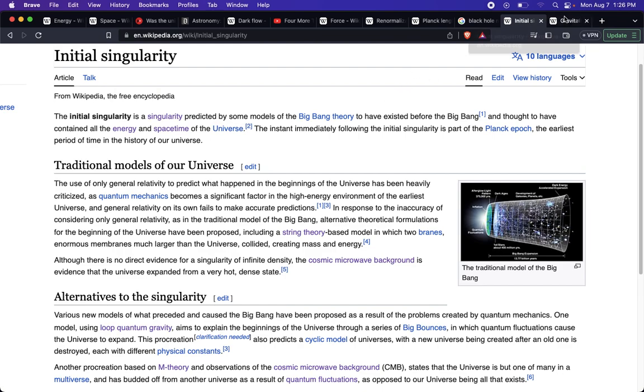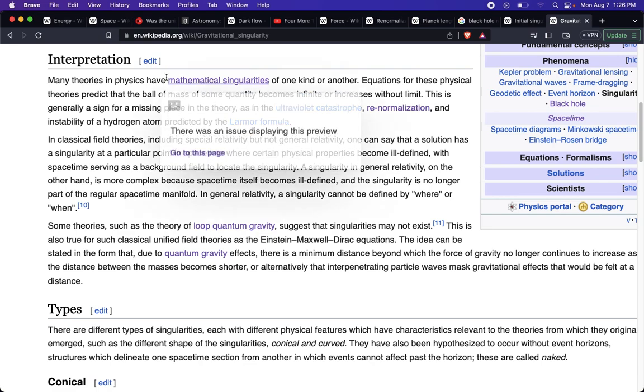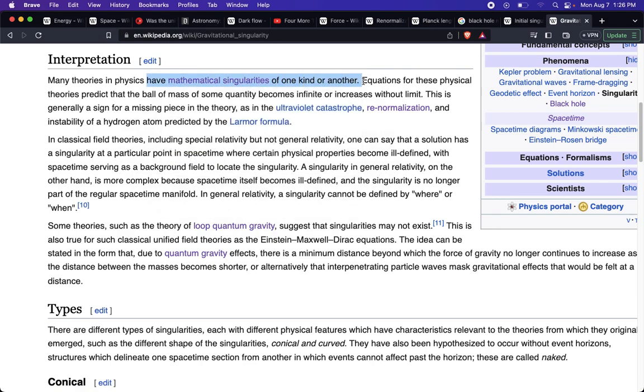And so in the math, but let's just read this and see if this applies. Many theories in physics have mathematical singularities of one kind or another. Equations for these physical theories predict that the ball of mass of some quantity becomes infinite or increases without limit. So there we see it.